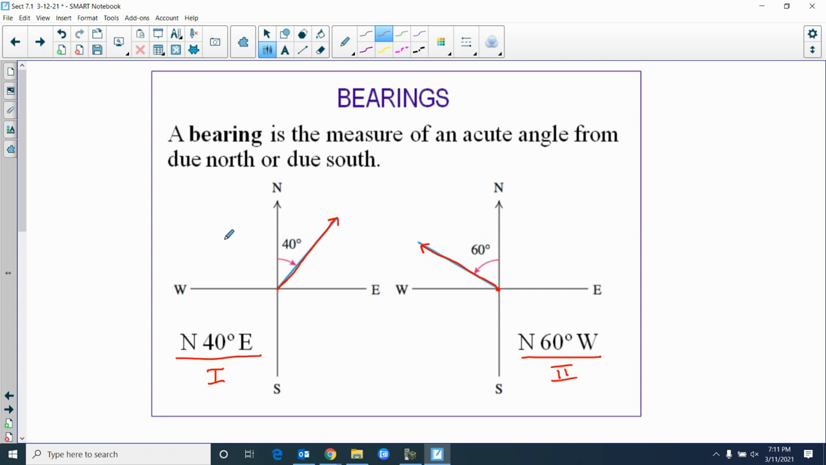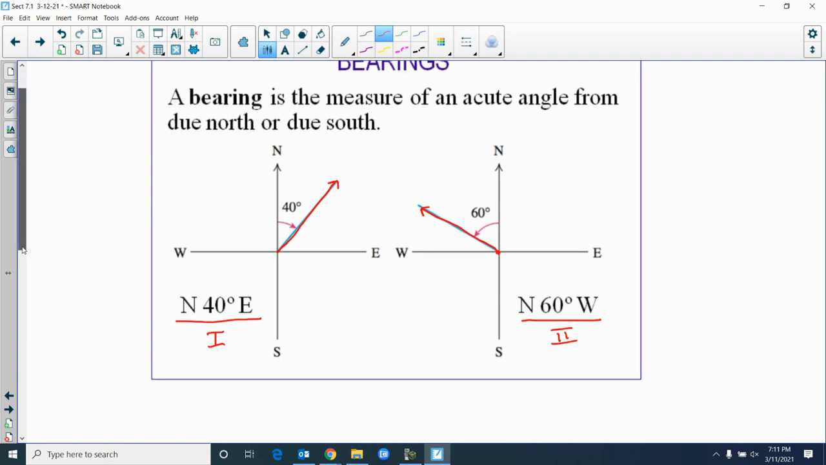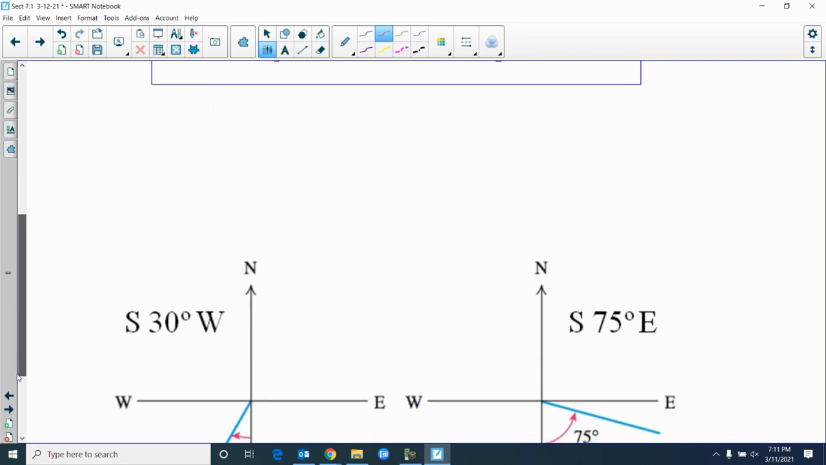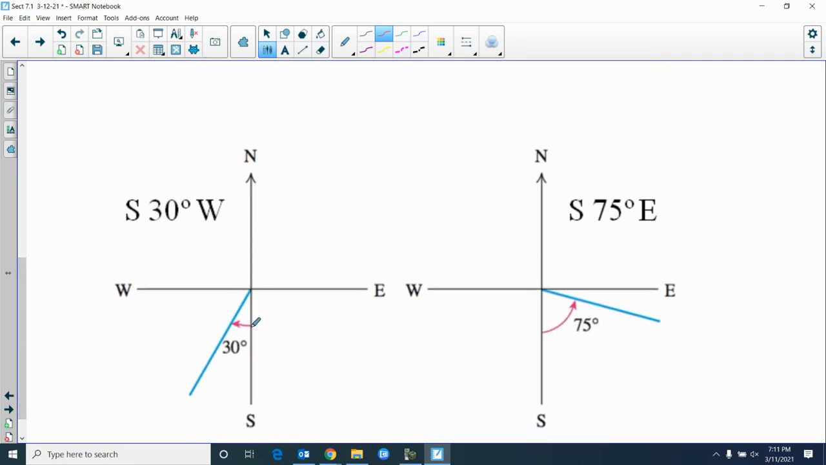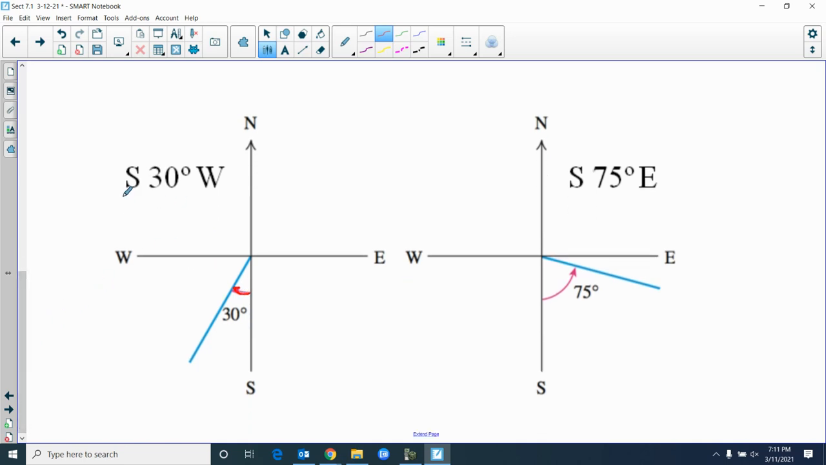So you've got northeast, northwest, this will be southwest, and this will be southeast. Just think about your directions to figure out the direction you're heading. Now you do have to watch the angle, because the angle is always off the north or south line. So south 30 degrees west, you would go 30 degrees off of that south line.